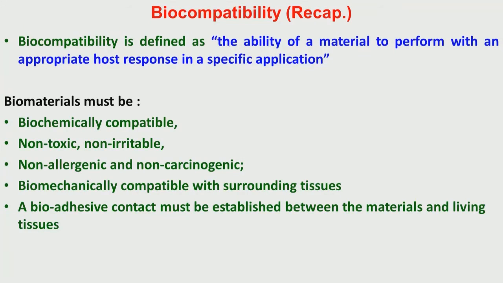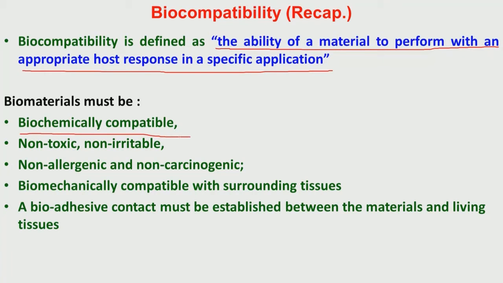Now, if you recall the biocompatibility definition, this is the ability of a material to perform with an appropriate host response in a specific application, and this has been mentioned time and again earlier, that biocompatibility is an application specific property. And in general, it has been widely understood that biomaterials must be biochemically compatible with the host tissue. It should be non-toxic and non-irritable, non-allergenic and non-carcinogenic, and biomechanically compatible with the surrounding tissue.